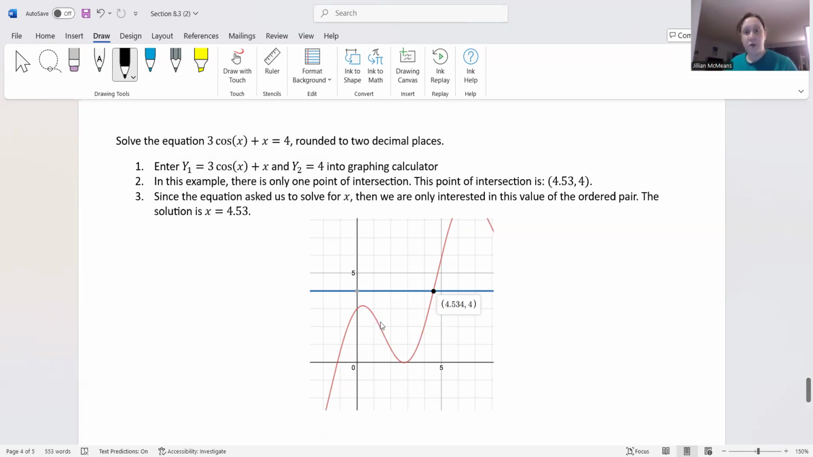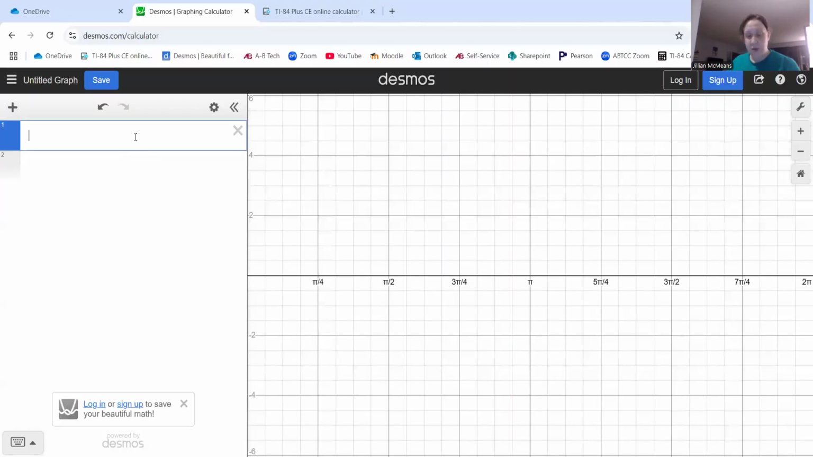So if we go over to Desmos, what we have here is the equation 3 times cosine x plus x equals 4. And what we want to do is take the value 4 and make that one whole line on this equation. So we're just going to make it quite literally a horizontal line, and then we're going to take everything else and let that be the function that we graph. So we're basically going to graph two things. We're going to graph the function, and then we're going to graph the line y equals 4.